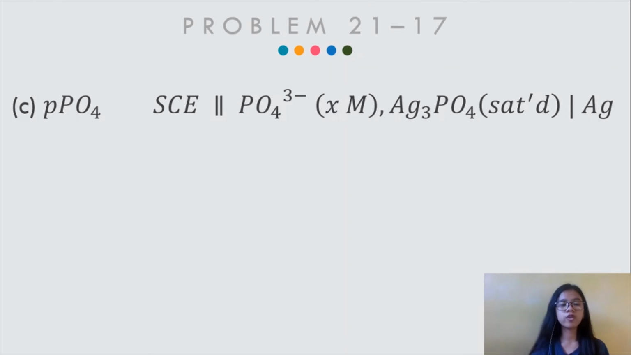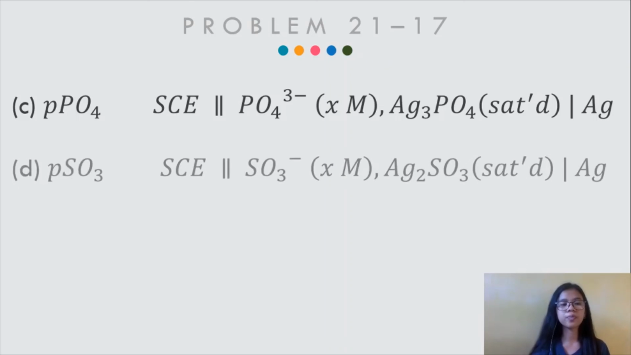For the third one, for phosphate, we have the saturated calomel electrode as the reference, the salt bridge as depicted by the two straight lines. We have our analyte solution, which contains phosphate with unknown molarity, and silver phosphate, which is saturated, then separated with a single line, and the indicator, which is silver. And for the last one, for the p of sulfate, or sulfur trioxide, we have the saturated calomel electrode, which is the reference, the salt bridge, then the analyte solution containing the sulfur trioxide with unknown molarity, and then the silver sulfide, which is saturated, and then the silver indicator.